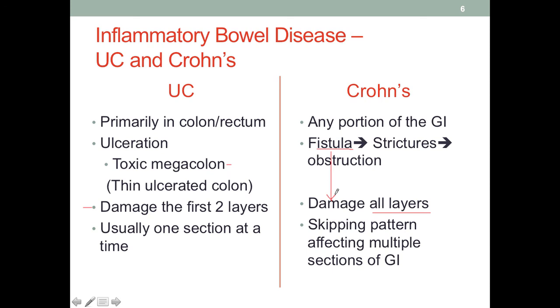Also, UC generally affects one section of the GI tract at a time, whereas in Crohn's disease, we could have a skipping pattern affecting multiple sections of the GI tract simultaneously.